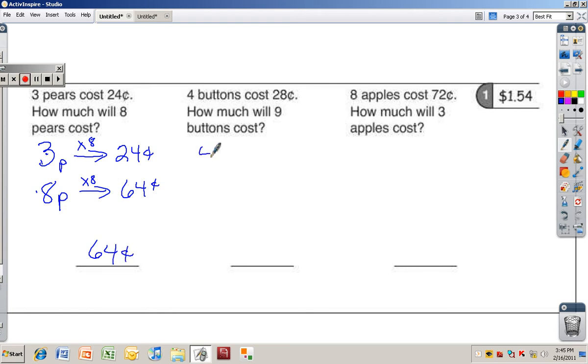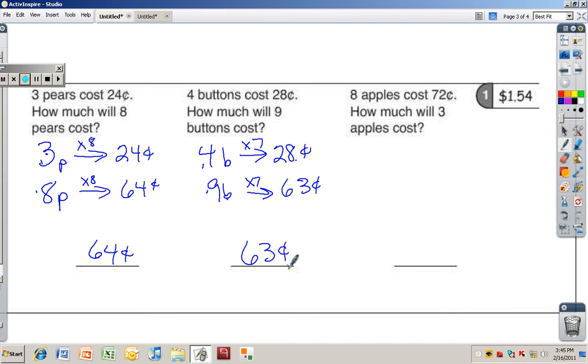4 buttons cost 28 cents. Should be getting pretty easy for you by now. 9 buttons. Don't know how much it's going to cost. Can't go from 4 to 9, but we can go from 4 to 28. Multiplying by 7. 9 times 7, 63 cents. So the answer is 63 cents.